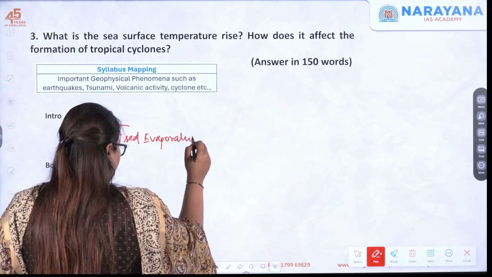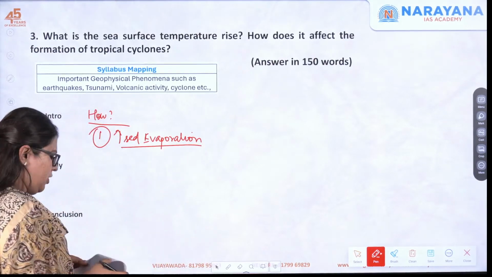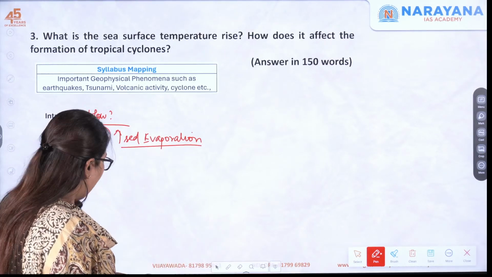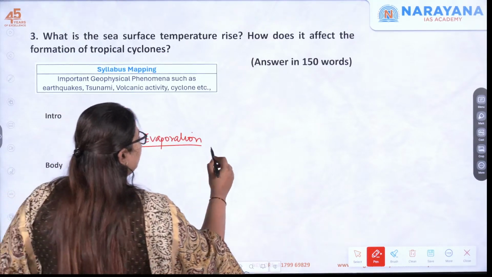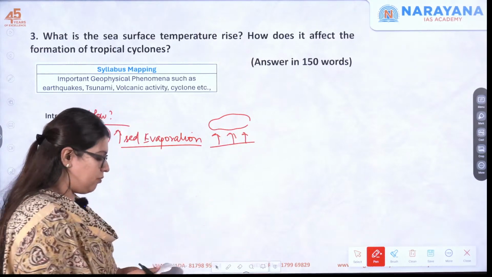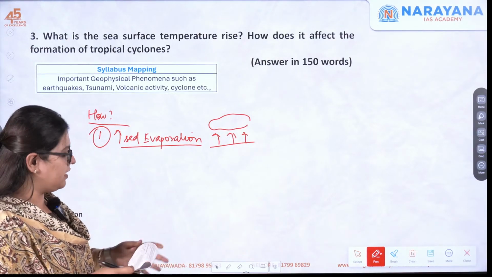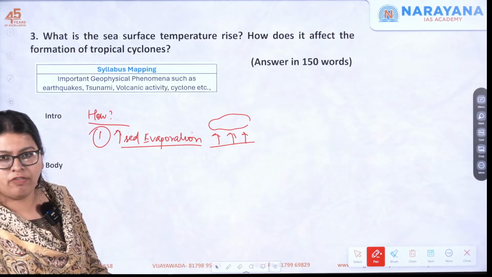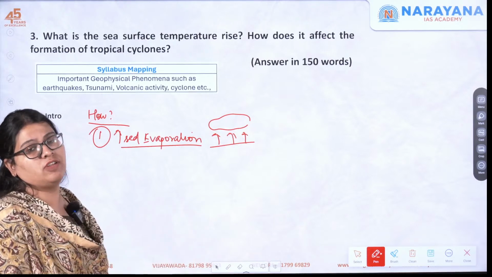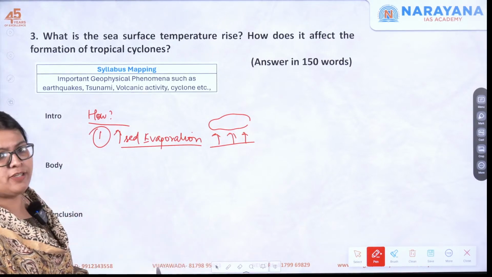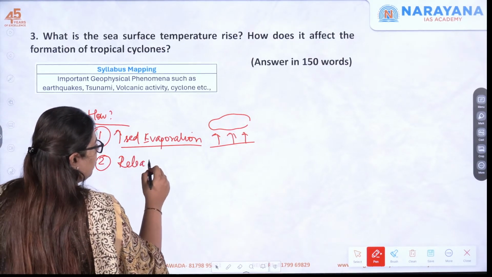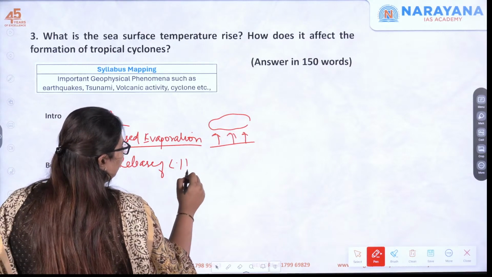When there is an increased sea surface temperature, there is evaporation from the surface of the water. When there is increased evaporation, it adds moisture to the surface and the atmosphere. Here, cyclone Amphan of 2020 is an example, a tropical cyclone formed because of increased evaporation. Next one is release of latent heat. So what do you mean by release of latent heat?